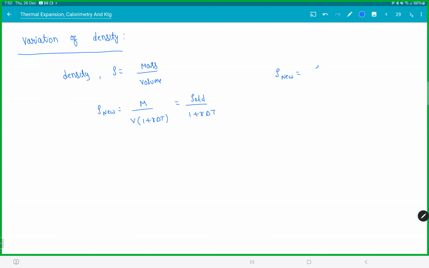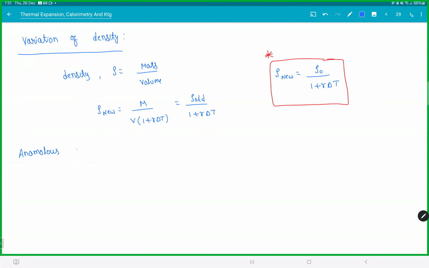So generally density does decrease: rho = rho naught by (1 + gamma delta T). This is the variation of density. Most materials obey this. The solids are more dense than liquids. Water is an exception. Anomalous expansion of water.